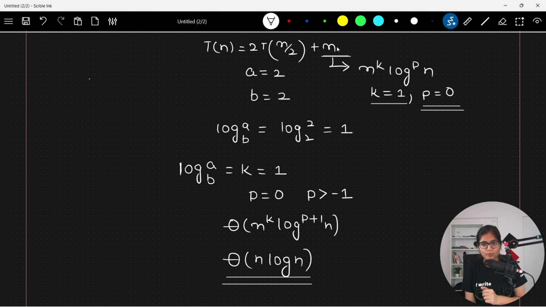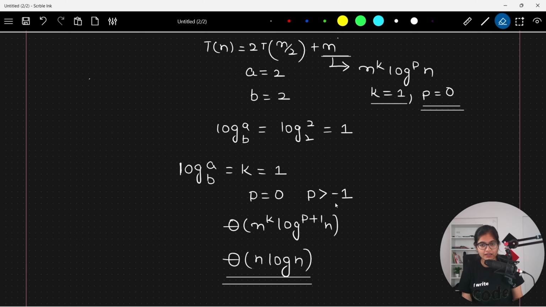For example, suppose here it is n square. Let me write here. Then your answer will be theta or big O of n square into log of n, if the values are same. So whatsoever be the value you are having in f of n, you have to multiply it with the log of n whenever the value of log a base b is equal to the value of k, given the value of p is greater than -1.